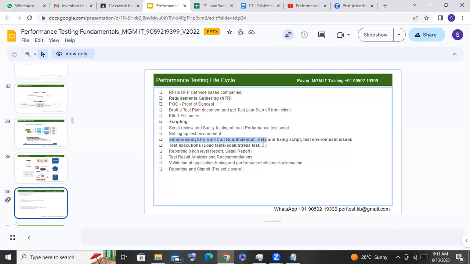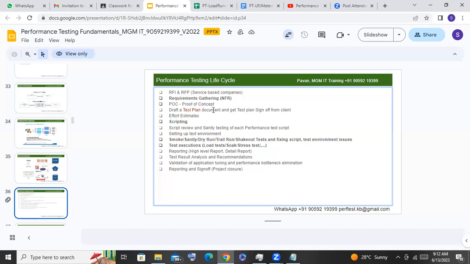Even the trained freshers are expected to know about all this. Whether you call it a smoke test, sanity test, dry run, trial run, or shakeout test, all these are the same. Of course, we did not talk about all this, right? So we will talk about this and find out what exactly these are. If we see any issues with the scripts or the test environment, we would try and fix them, and then we'll go for the test executions.